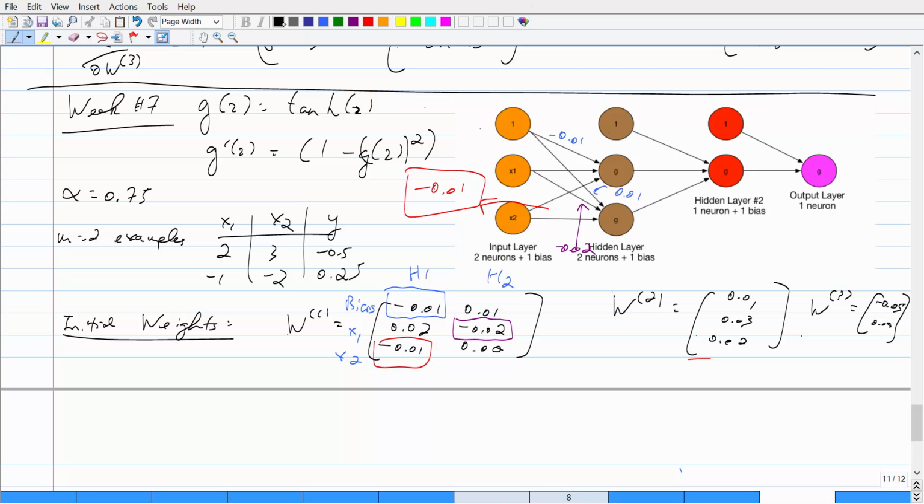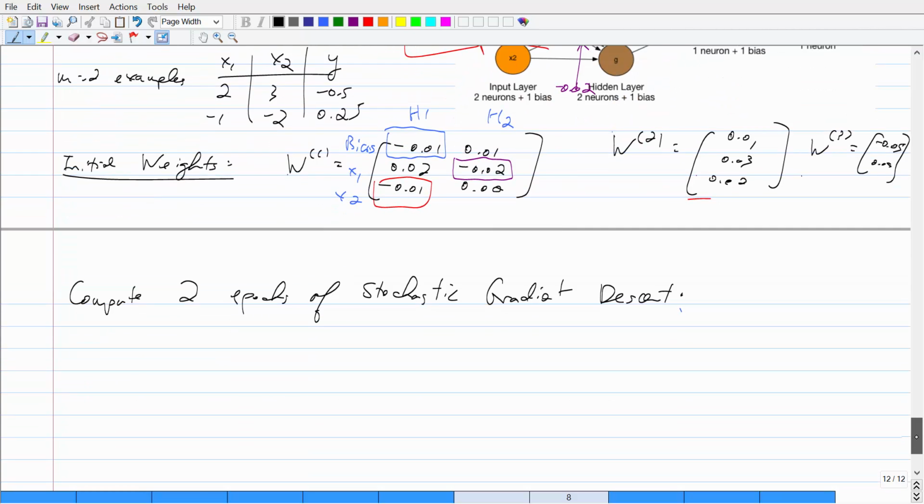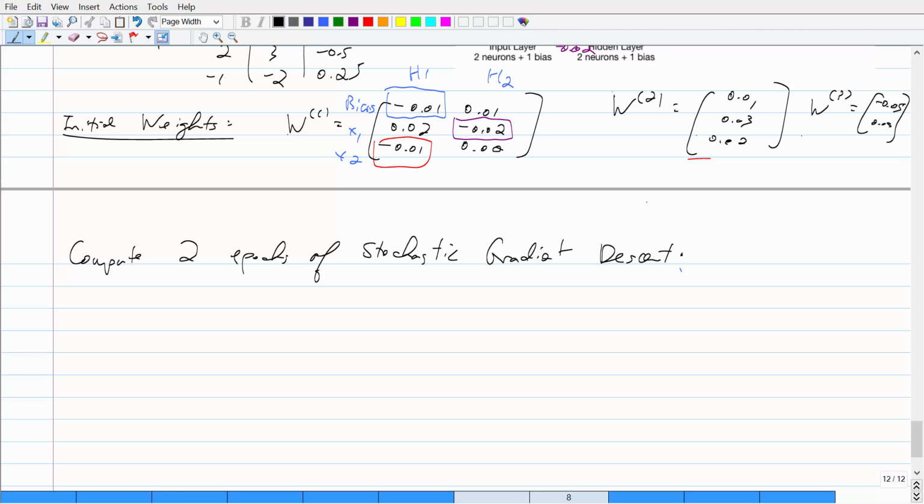Okay, so anyway, those are the initial weights. And then what we want to do now is compute 2 epochs of stochastic gradient descent. Okay, so I'm going to show you in full detail what the first epoch will look like, and then I'll leave the second epoch for you as an exercise. I don't want to bore you with all the detail. I just want to give you enough to get you started so you know exactly how the computations work, and then you can go ahead and do the other steps on your own. And the answers are obviously posted online, but I'll show you a detailed calculation of how one epoch works.